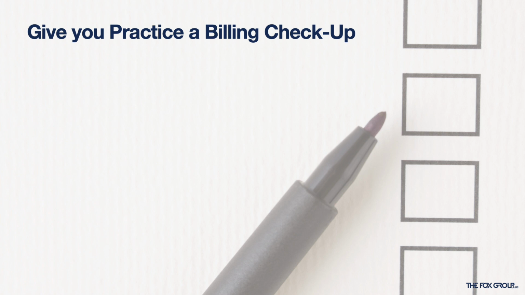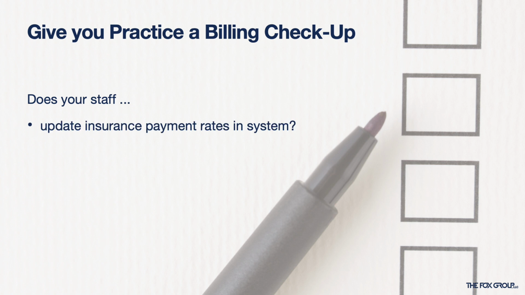Whether you're seeing any of those danger signs or not, it's always a good idea to give your office a billing checkup to uncover problems and to ensure best practices. Questions to ask include, does someone update your insurance payment rates in the billing and accounts receivable system contract file so that payments from insurance companies can be verified against the contract rate or the contract fee schedule?